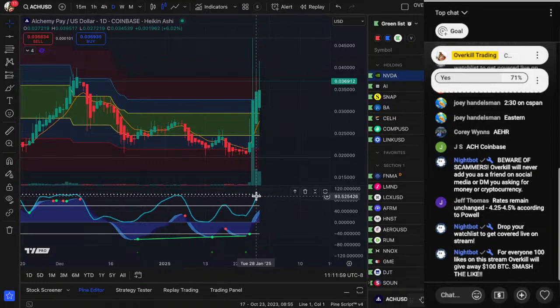When that stochastic RSI gets up there to the white dotted line, that is normally a good time to take some off. Okay, that could be 25%, that could be 50%. You know, it's up to you, but I would sell some up here after this big move. Take 25, 50% off. You can sell the whole thing if you want to. It's completely up to you, but I would take some off there on ACH.